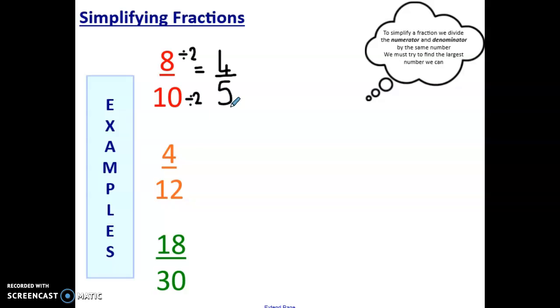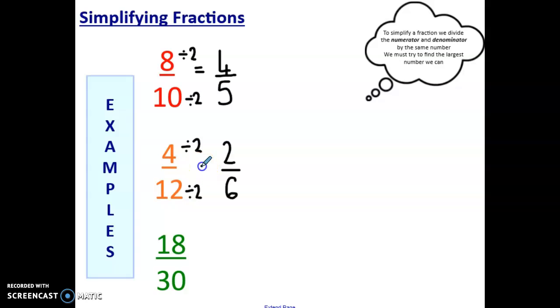Let's have a look at the second example, 4/12. Again, I know from our work on multiples that these are both in the 2 times table, so I can divide 4 by 2 and I can divide 12 by 2. What is 4 divided by 2? Correct, 4 divided by 2 is 2. Well done. What is 12 divided by 2? Yes, 12 divided by 2 is 6.